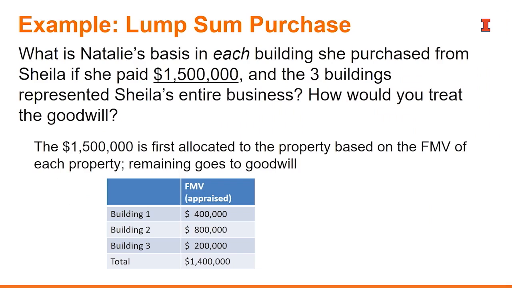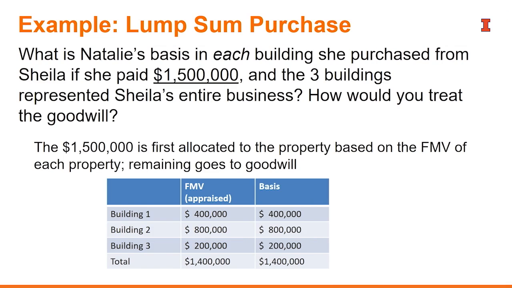This is how it looks. This is the fair market value of each building, as we know from the fact pattern. Again, the total fair market value totals to $1.4 million. Because the purchase price of $1.5 million was more than the total fair market value of $1.4 million, the fair market value of each building simply becomes the basis in each building. Therefore, the basis in building 1 is simply $400,000. The basis in building 2 is $800,000, and the basis in building 3 is $200,000.